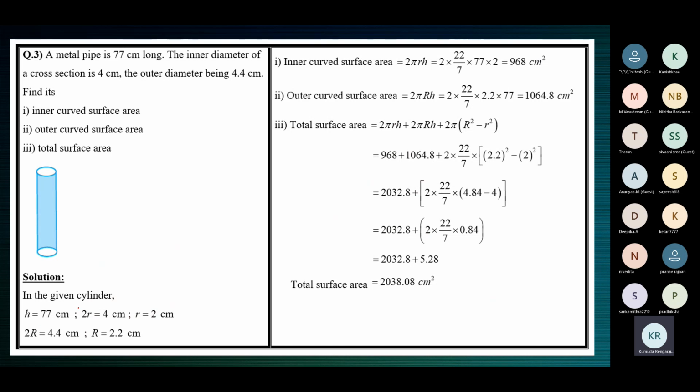See, when we say 2R, children, 2R means diameter. Twice the radius means diameter. Twice capital R means the outer diameter. Diameter it is.